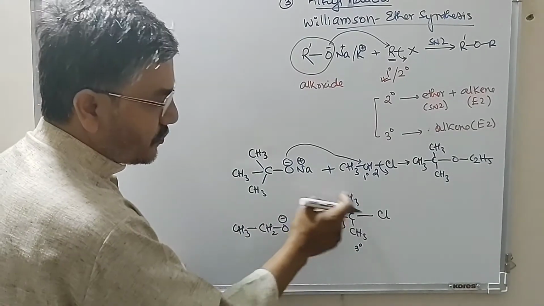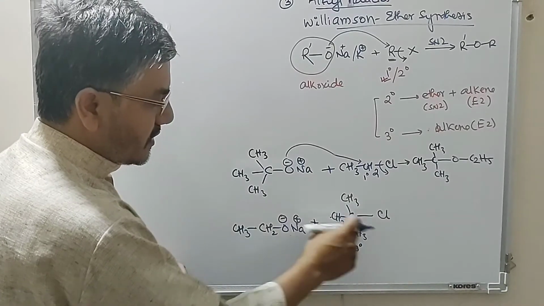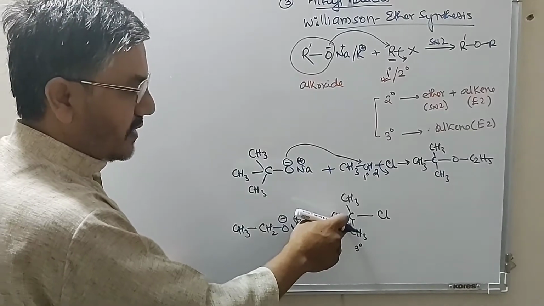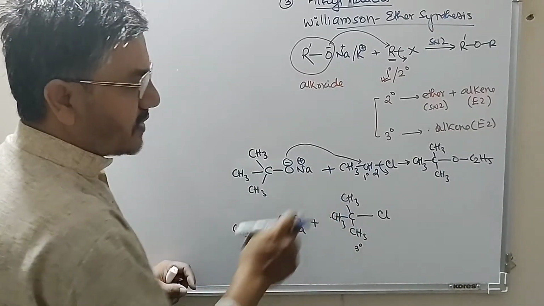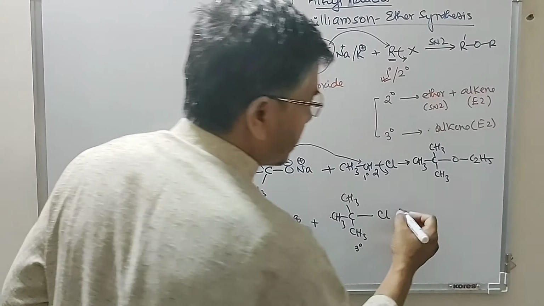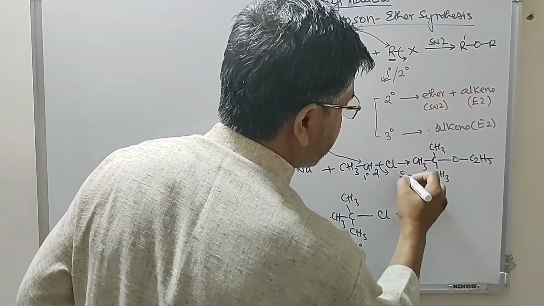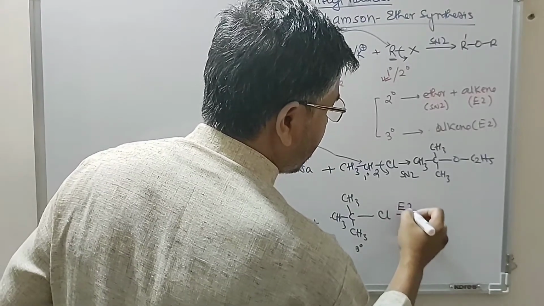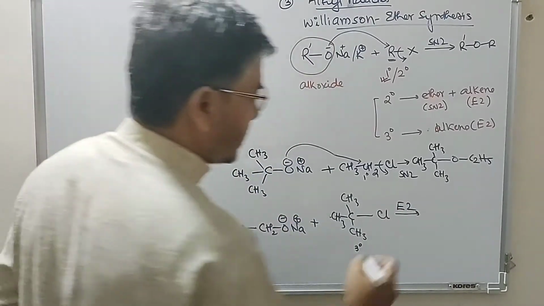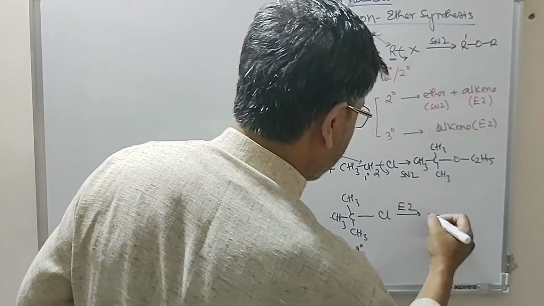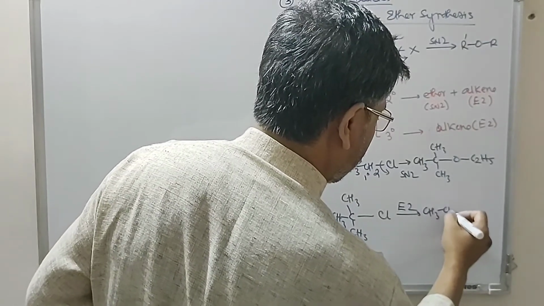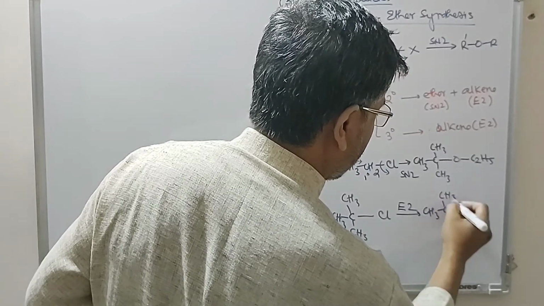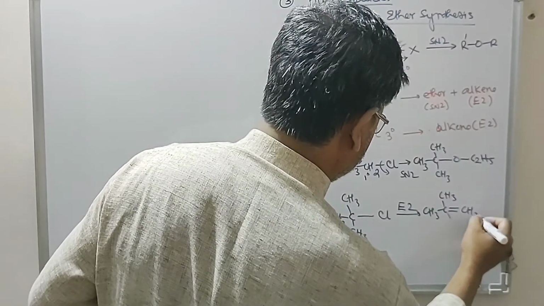is surrounded by 3 bulky groups. As a result, this nucleophile cannot approach this electrophilic carbon. If it cannot approach the electrophilic carbon, then it will undergo an elimination reaction. If this undergoes elimination by the E2 pathway, then this gives you the final product, that is alkene. This is the final product that is formed.